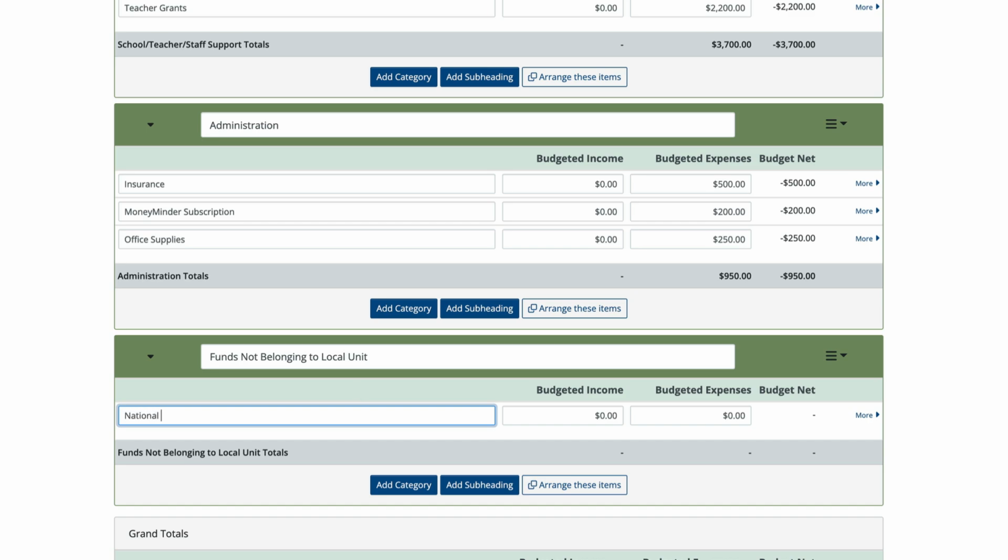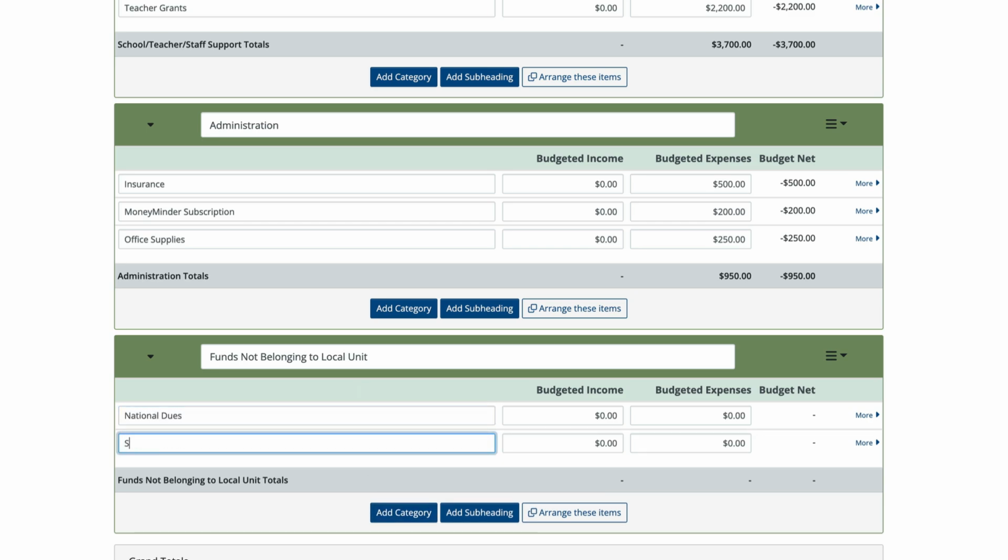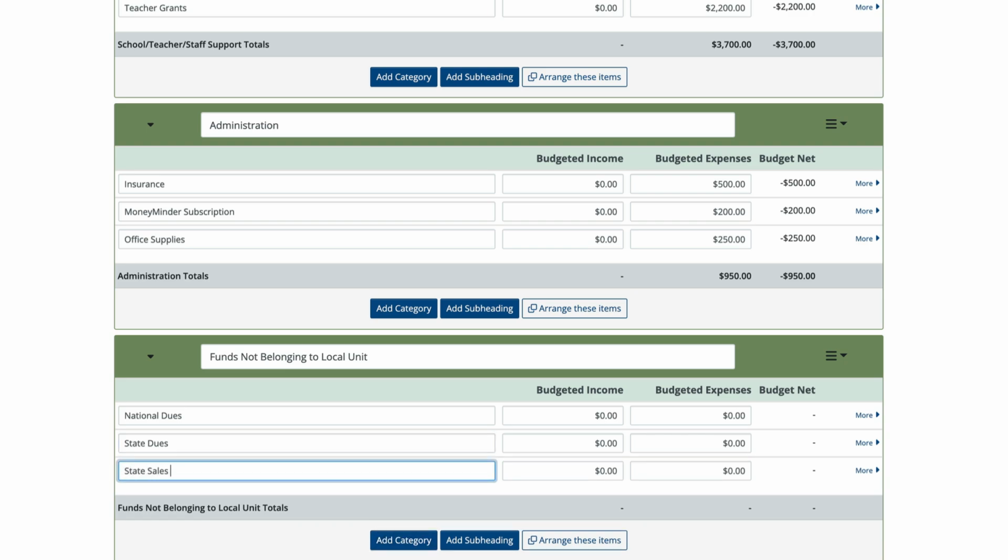National dues, state dues, state sales tax. There's no point in including budgeted amounts since this money simply travels through your bank account, so we recommend leaving them at $0.